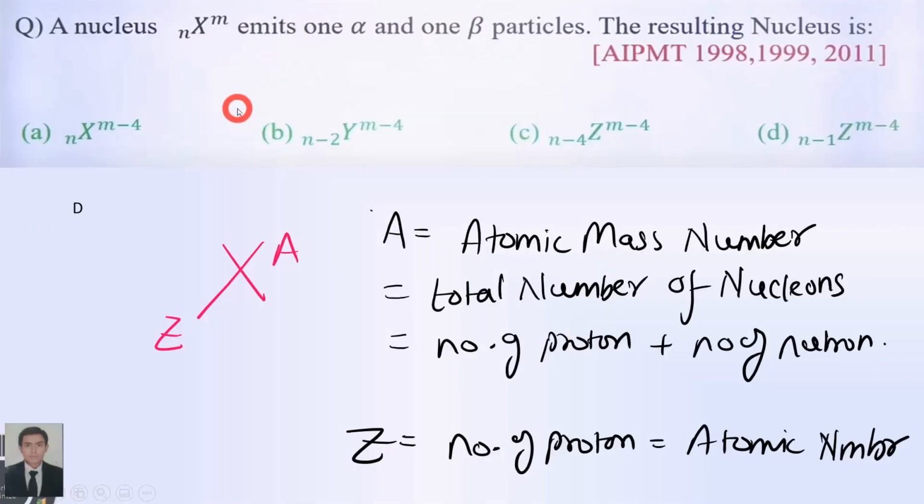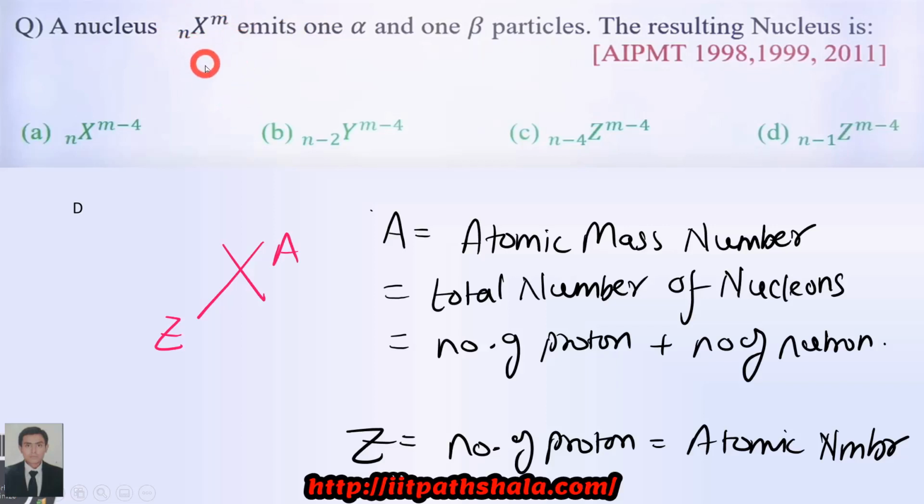In this question, you are being asked about the resulting nuclei, and you are given the following nuclei. So let us start with the basic concept. You represent the nuclei by the convention A X Z, where A is your atomic mass number and Z is your atomic number. Atomic mass number is the total sum of the protons and the neutrons, or the total number of nucleons you are having, and Z is the total number of protons you are having.